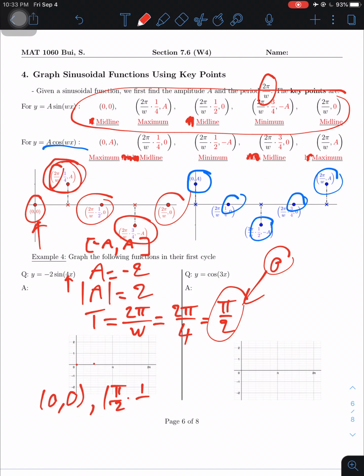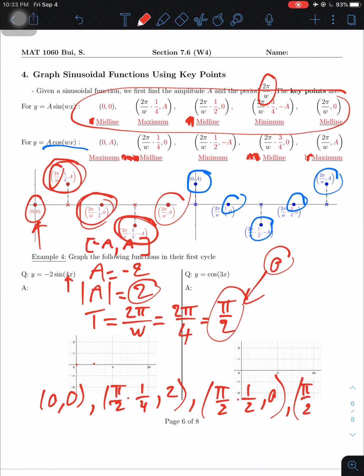And then we multiply it with a fourth. And then as for the y part is a, and a in here is 2, right? And then third point, we're talking about this point here. It is pi over 2, but then this time we're gonna times a half, right? And then it's a midline, so 0. And then another one, the fourth one, we're talking about this one. We're gonna take pi over 2 times 3/4, and then it's negative a, right? So that means we're gonna get -2.